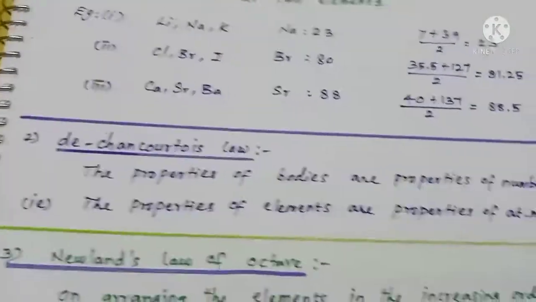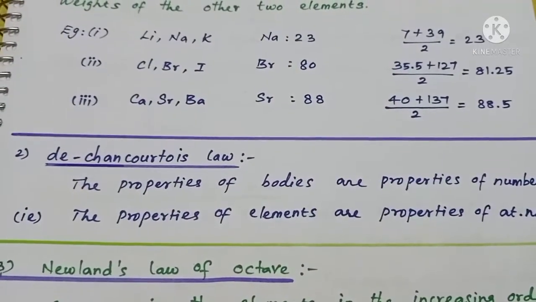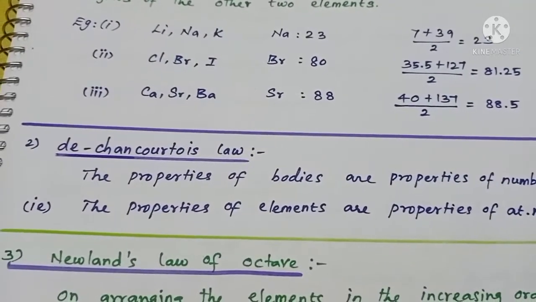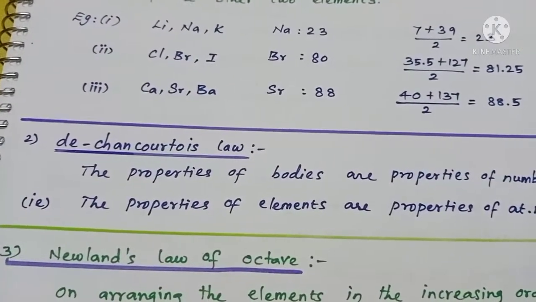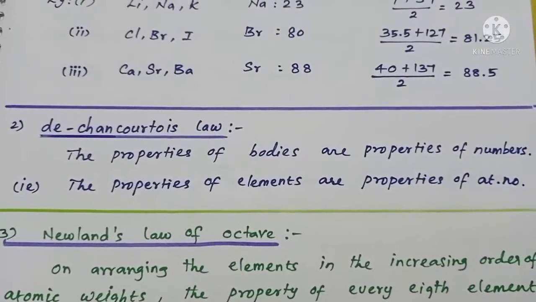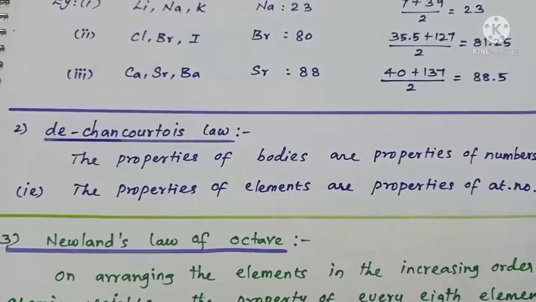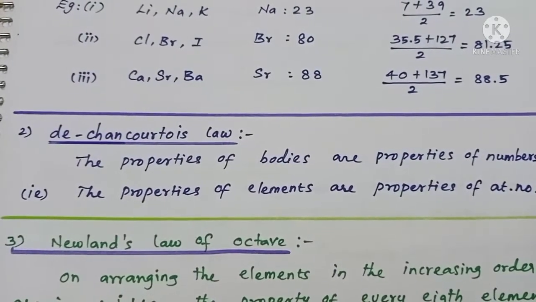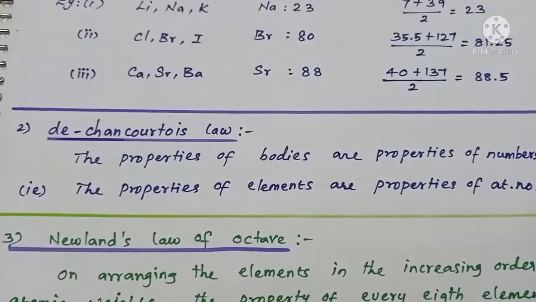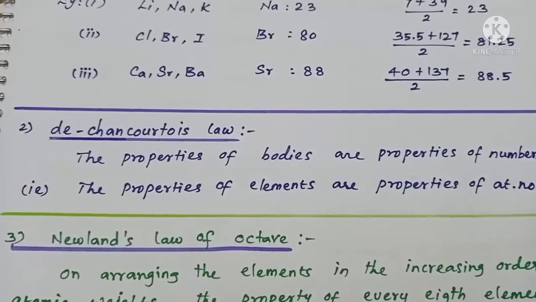The next law is de Chancourtois' law. De Chancourtois' law states that the properties of bodies are properties of numbers. Here the number indicates the atomic number. So the physical and chemical properties of elements are based upon the atomic number. The physical and chemical properties of every element are decided only by its atomic number. That is the law given by the scientist de Chancourtois, also called de Chancourtois' law.